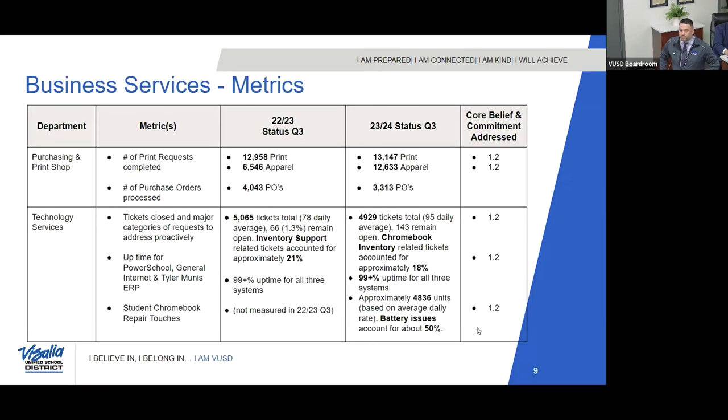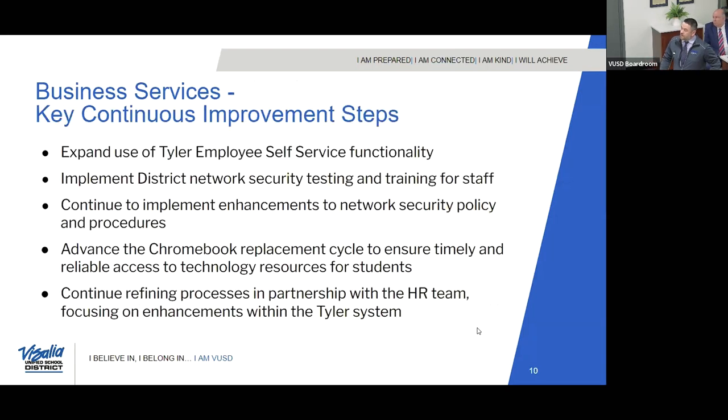Our purchasing, print shop, and tech services teams are continuing to track their metrics. One thing that we added was around our Chromebooks: the amount of Chromebooks that we're actually touching and repairing is about 5,000 over the last quarter. That is why one of our continuous improvement steps is to advance that refreshment process. When we look at our inventory, we purchased a lot of Chromebooks in 2020, all at the same time. So we're doing a refreshment cycle to replace some of those Chromebooks, because now they're 4 years old and they're needing battery replacements and those kinds of things.